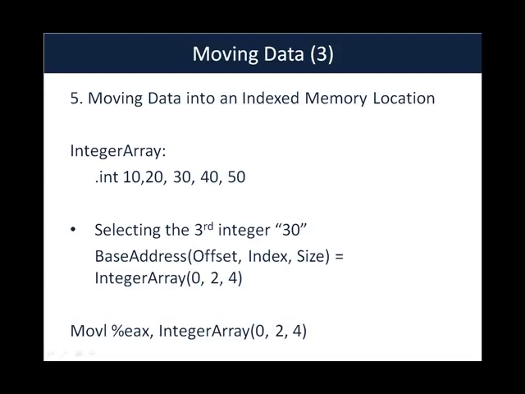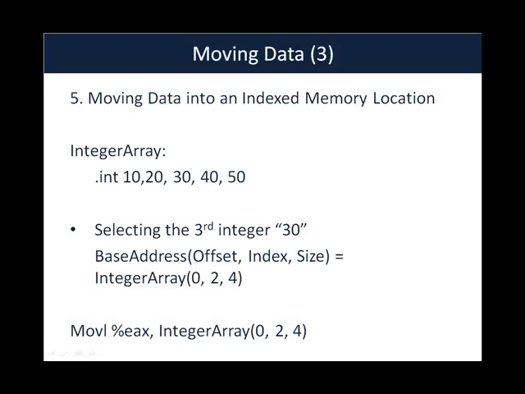The base address in this case is where the integer array starts, and hence it is the integer array. The offset into the integer array from where we want to start: let's say we want to start from the beginning, in which case the offset is 0. The second argument is the index into the array. What we want is to start from the beginning of the third integer, which would be the end of the second integer. Hence the index would be 2. Finally, the size of the objects, given that it's an integer, would be 4. So this points to the memory location where the integer 30 begins.